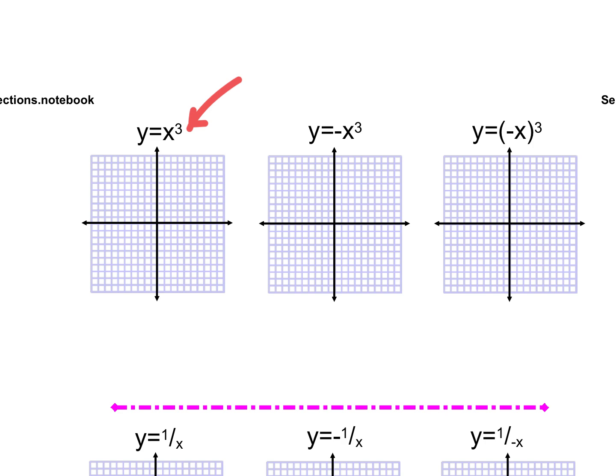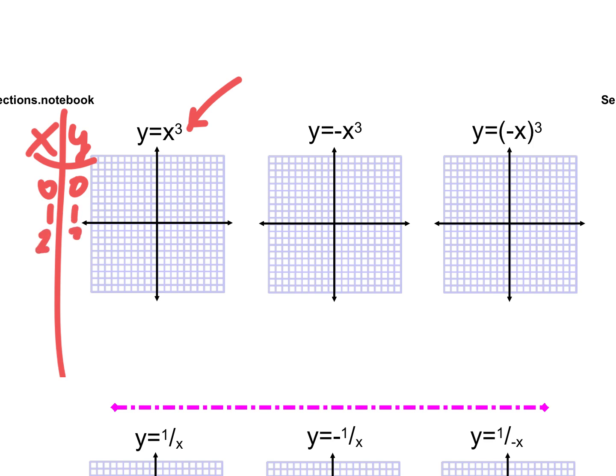If you have no clue, if your life depended on it, you'd make some points and connect the dots. I put in 0, you get 0. Put in 1, 1 to the third is 1. 2 to the third is 8. 3 to the third goes way off the graph, so I'm not even going to bother. Negative 1 to the third makes negative 1. And negative 2 to the third makes negative 8.